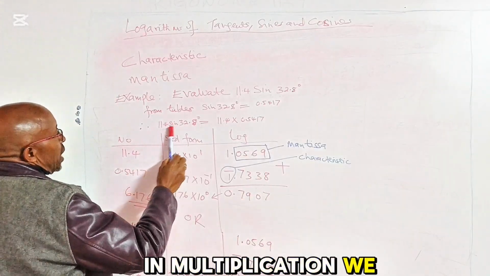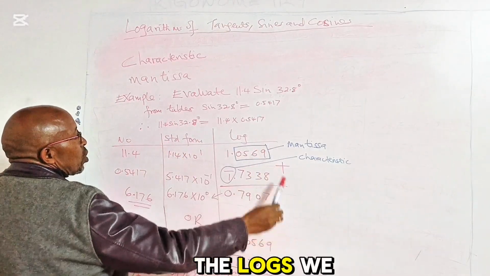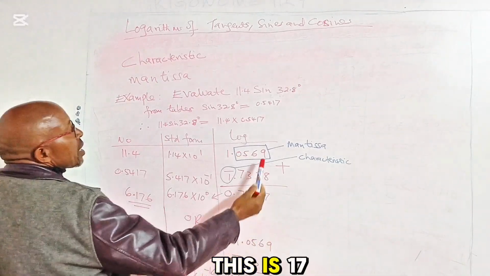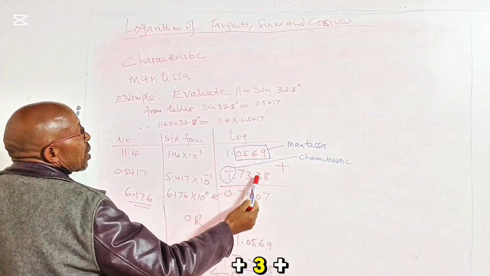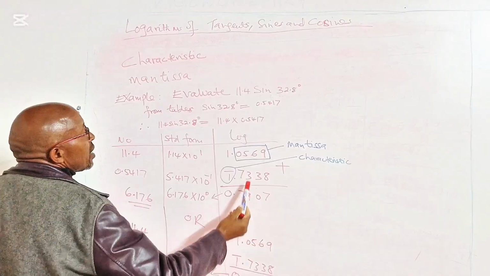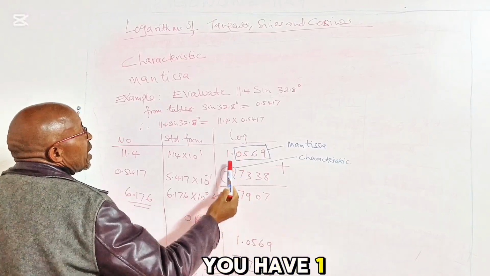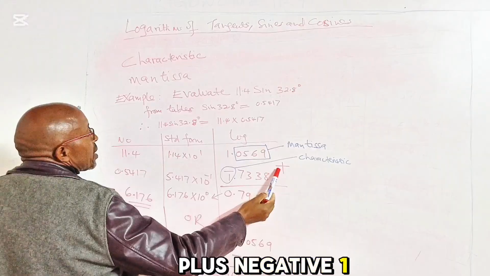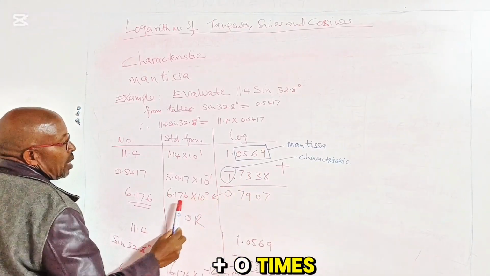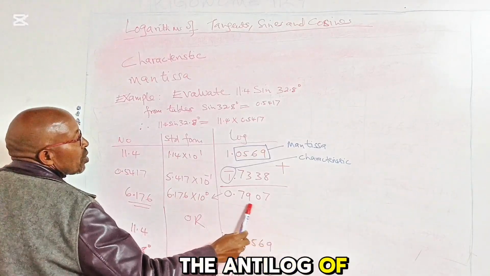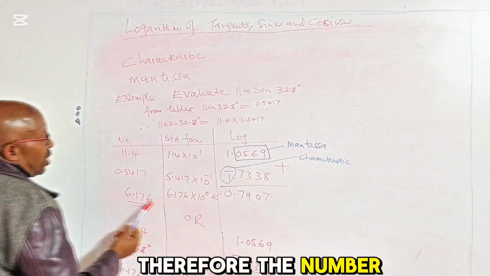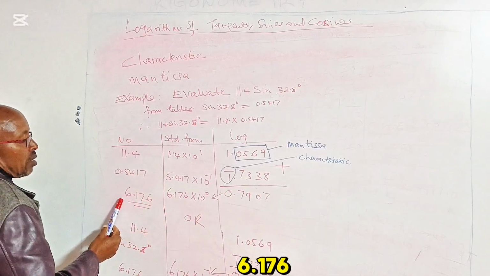In multiplication, we add the logs. So we add the logs, we get 0.7907. For the mantissa, 6 plus 9 is 15... then 0 plus 7 is 7. Then we have 1 plus bar 1 is 0. So we have the characteristic as 0, so it will be 10 to the power 0 times the antilog of 7907, which is 6.176. Therefore, the number we get as a solution is 6.176.